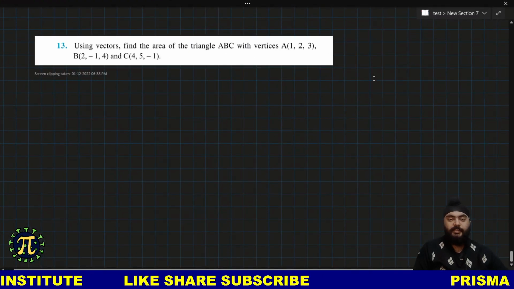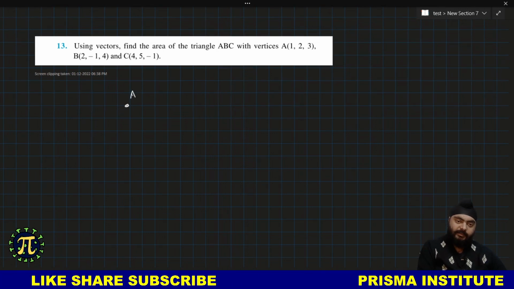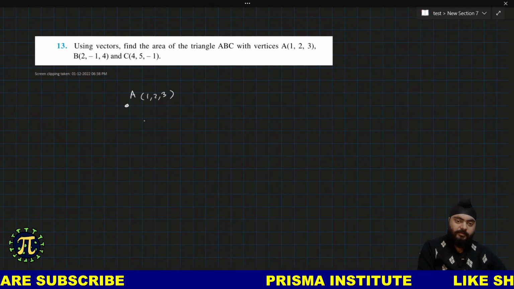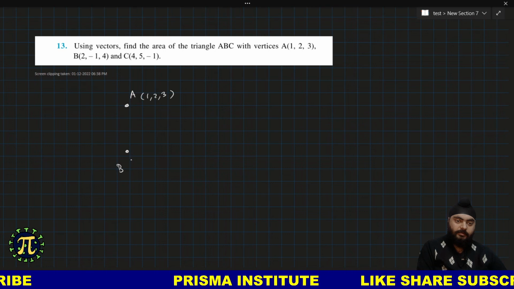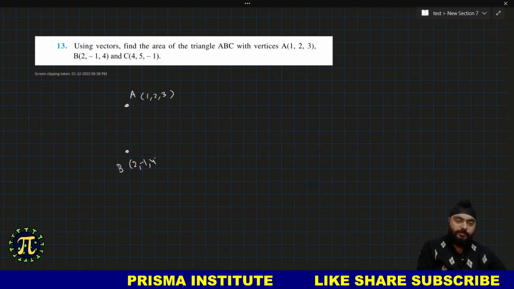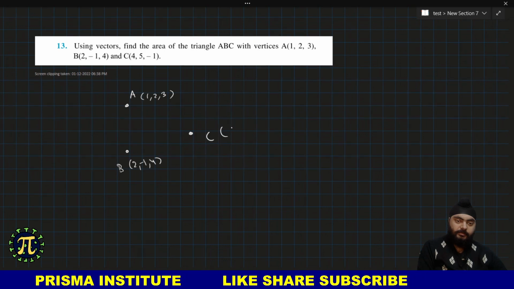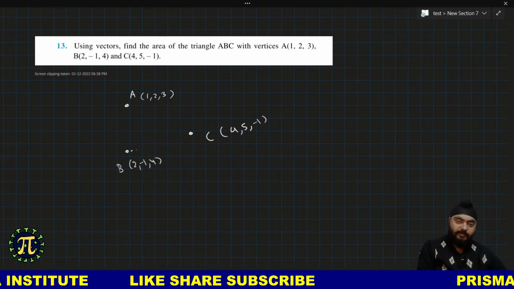Using vectors, find the area of the triangle ABC whose vertices are given यहाँ पे. ठीक है. A vector given है. So A का point given है 1, 2, 3. B का coordinate given है 2, minus 1, 4, and C का coordinate given है 4, 5, minus 1. So this is our triangle.